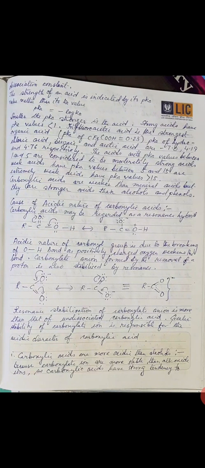Now the strength of an acid is indicated by its pKa value rather than its Ka value. So pKa is equal to minus log Ka, which you also know very well. The smaller the pKa, the stronger the acid. Strong acids have pKa value less than 1. Trifluoroacetic acid is the strongest organic acid because it has the pKa value 0.23. The pKa of hydrochloric acid, benzoic acid and acetic acid are minus 7.0, 4.19 and 4.76 respectively.